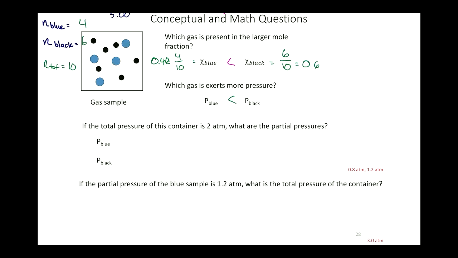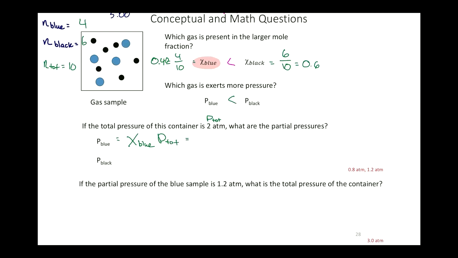If the total pressure of this container is 2 atmospheres, so that's total, what are the partial pressures of each of them? All 10 gas particles add up or contribute 2 atmospheres of pressure. So how can we calculate the partial pressure of the blue particles? We want to take the mole fraction of the blue particles and then multiply it by the total pressure. So I'm going to take the mole fraction of blue, multiply by the total.